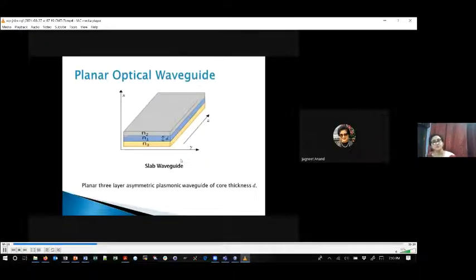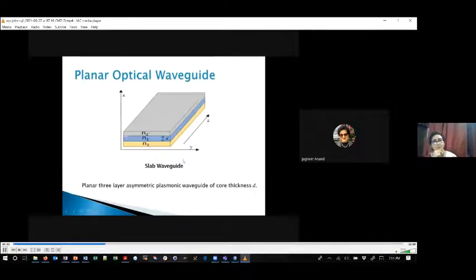So for that, I'm considering a 3-layer optical waveguide, where the center layer is a metal which has a complex value of the dielectric constant, and it is surrounded by N1. N1 is the core, which is the metal core, and N2 and N3 are the dielectrics. These are the dielectric regions.